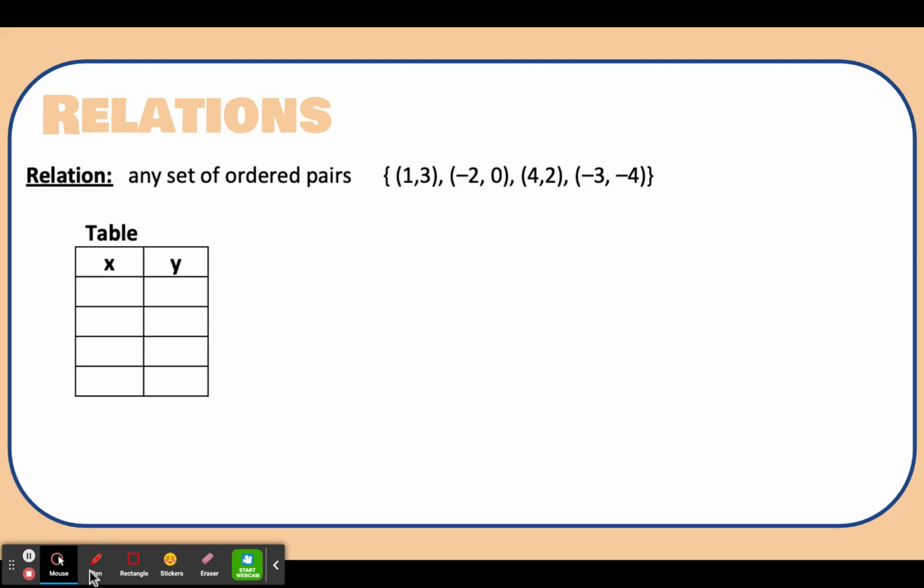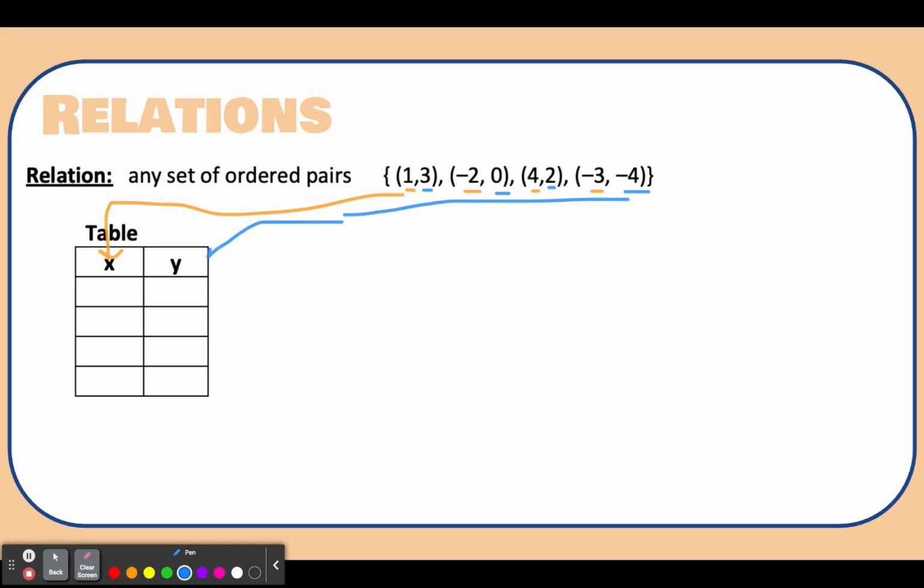We can represent a relation in many ways. One way being a table. So if we have this table and we're given the ordered pairs here, (1, 3), (-2, 0), (4, 2), and (-3, -4), then we can just transfer our x values, which are 1, -2, 4, and -3, right to our x column. And then we transfer our y values, which are 3, 0, 2, and -4, right down to our y column.